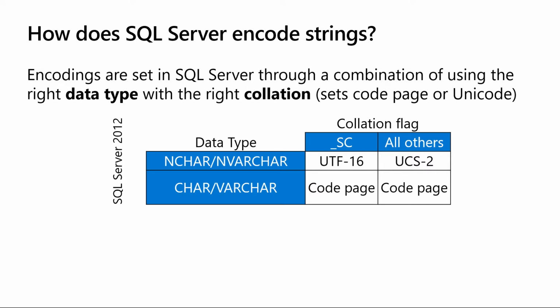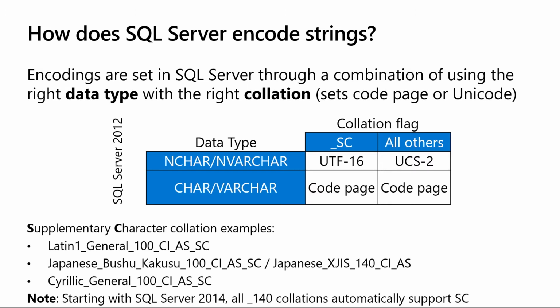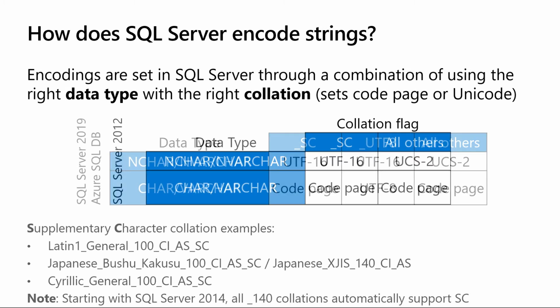In any of these cases, if you're using the char or varchar data types, you are only encoding using the code page, which we've already alluded can be a problem for multilingual databases. And you see here a few examples of collations that are compatible with the supplementary characters, and you see that there is a suffix SC in most of them. The newer collations that have the 140 in their name string, those are already intrinsically SC capable. So even if you don't see the SC suffix, 140 collations already automatically support this.